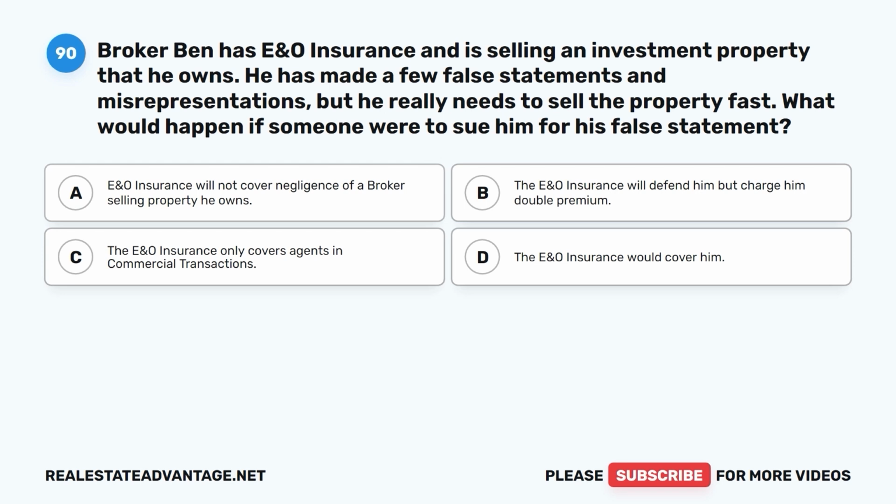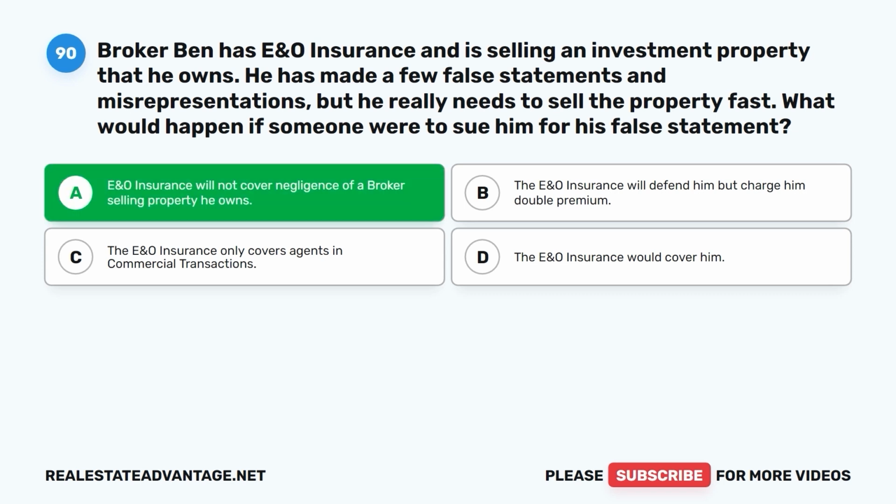Question 90. Broker Ben has E&O insurance and is selling an investment property that he owns. He has made a few false statements and misrepresentations, but he really needs to sell the property fast. What would happen if someone were to sue him for his false statement? A. E&O insurance will not cover negligence of a broker selling property he owns. B. The E&O insurance will defend him but charge him double premium. C. The E&O insurance only covers agents in commercial transactions. D. The E&O insurance would cover him. The correct answer is A. E&O insurance will not cover negligence of a broker selling property he owns.